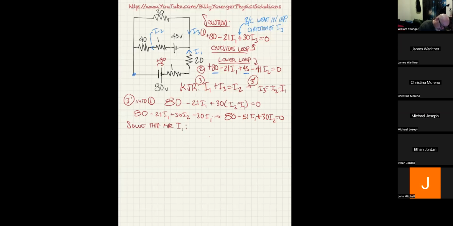So if I solve that for I1, when I put it on the other side, it'll be positive 51 I1, and I'll have 80 plus 30 I2 in the numerator. And then I just have to divide by 51. I'm going to call this equation 4. Okay. Now I'm going to plug 4 into equation 2.